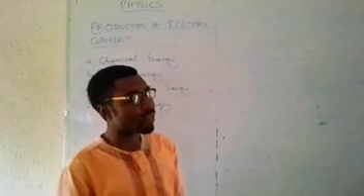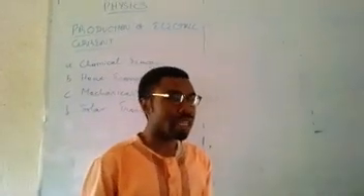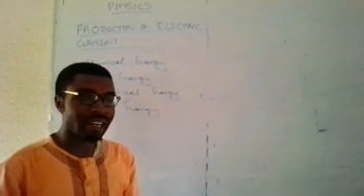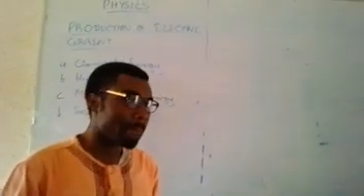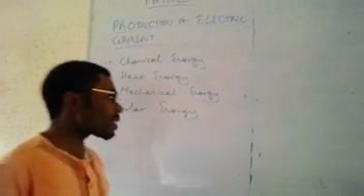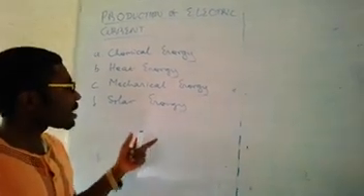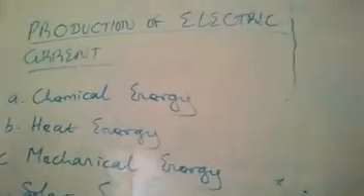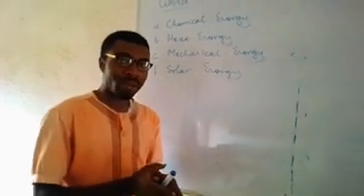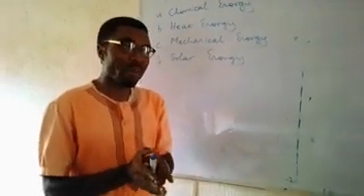So we are going to look at the various means of production of this electric current that we are using in our everyday life, and the principle, how do they work. Now, we know that in our first time we defined energy, that we gave the law of conservation of energy, which stated that energy can neither be created nor destroyed in a closed system, but can only be converted from one form to another.